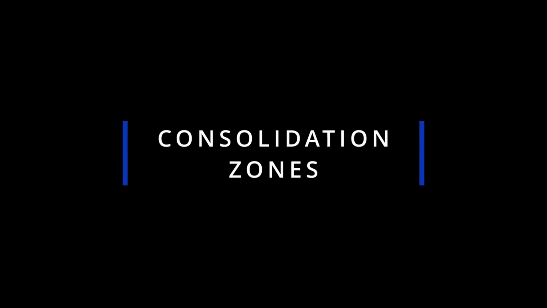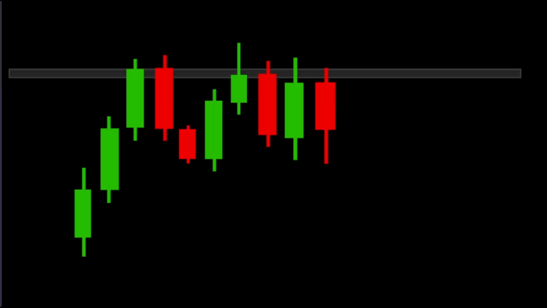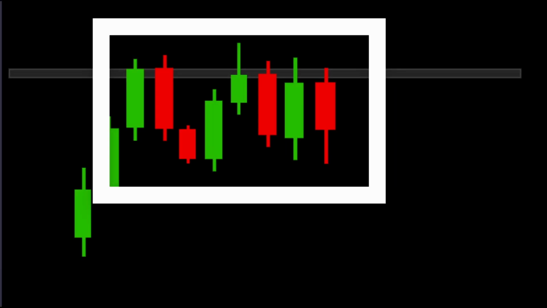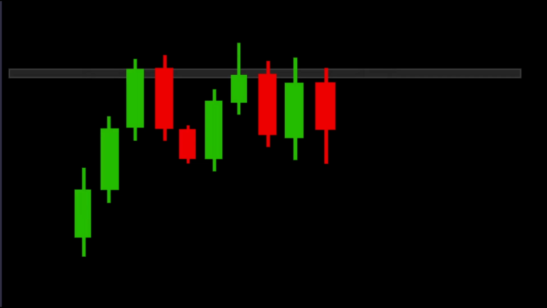Identifying consolidation zones. Now let's move to consolidation zones. These are areas where the market takes a breather, price moves sideways in a tight range. Why are they important? High volume candles often break out of consolidation, signaling a big move. Here's how to spot them.